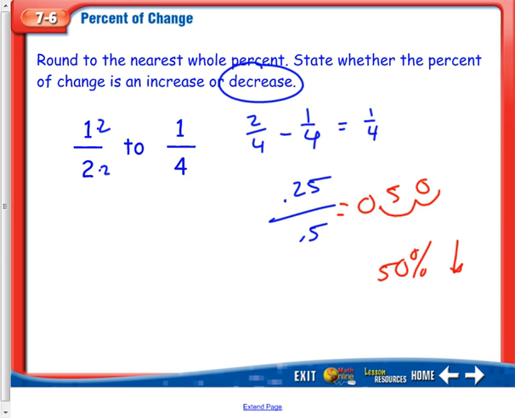Now that does make sense, right? Because if I show you 1/2, a semicircle, then we have a half of a whole, and then we go to a quarter. We cut off a half. That's a 50%. We cut 50% of it off. So it makes sense that it's a 50% decrease.